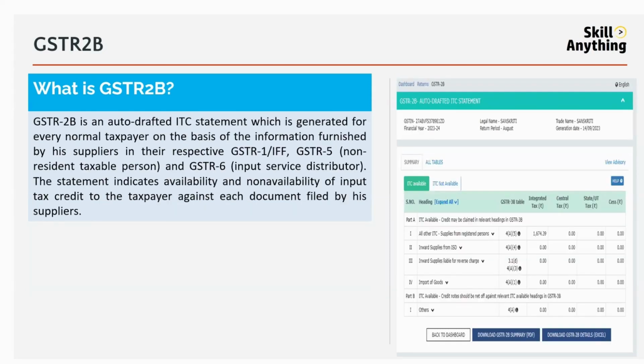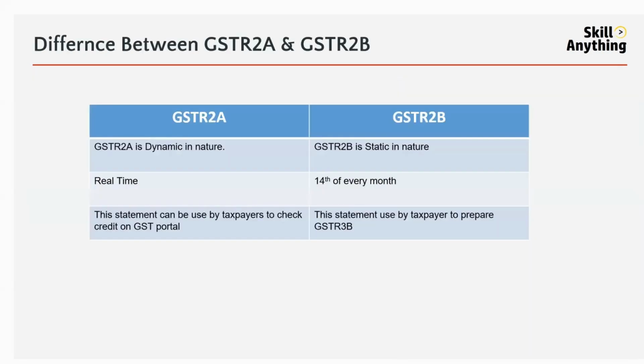GSTR-2B is also a purchase, an ITC statement which is auto-drafted on the 14th of every month. In GSTR-2B, it is the furnished information which your supplier enters in the respective GSTR-1, 5 and 6. In GSTR-2B, you can see the availability and non-availability of input tax credit, which ITC you can claim. Now move into the next slide and see the difference between GSTR-2A and 2B.